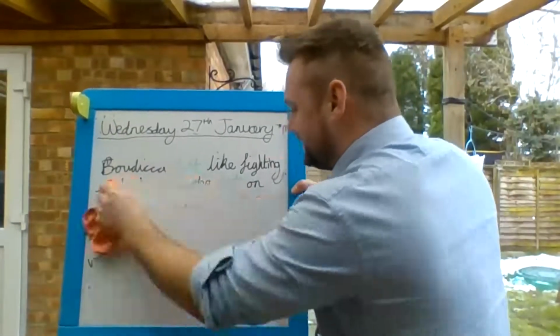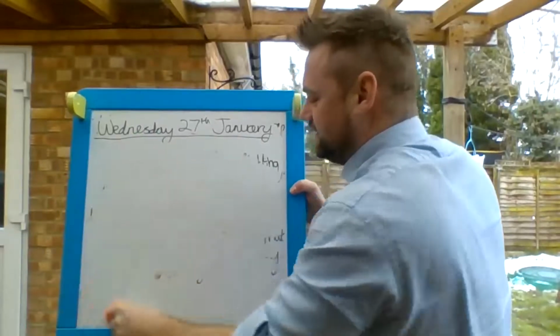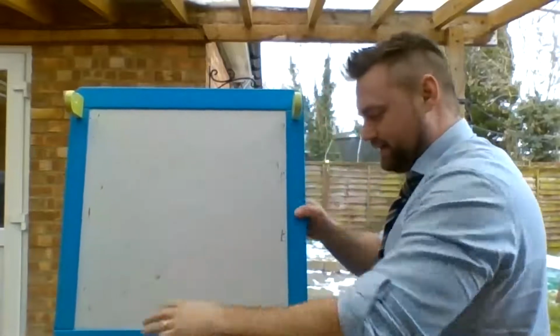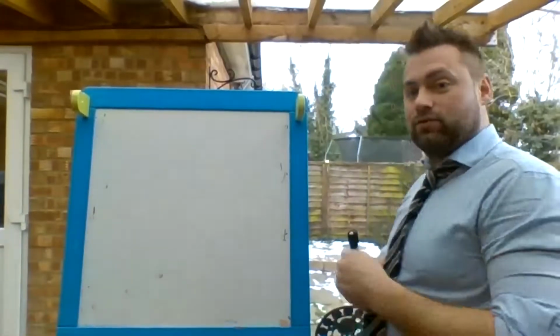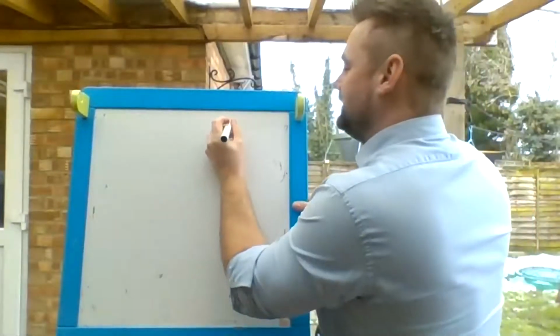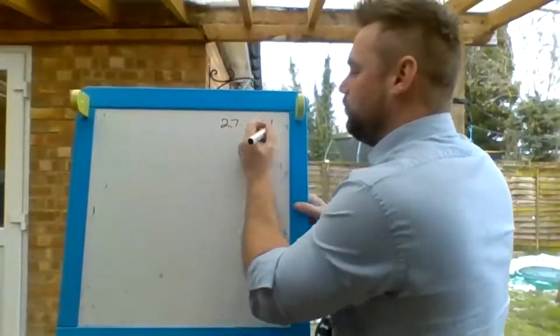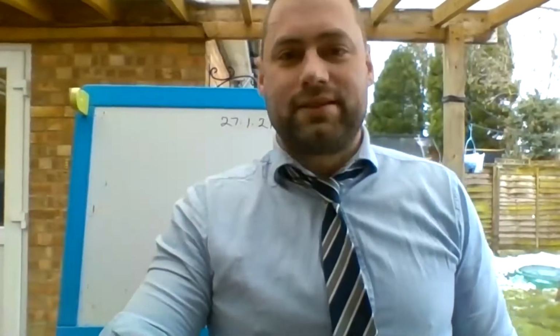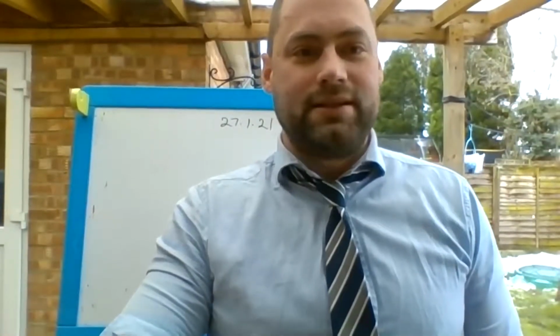Today is the 27th of January 2021, and we're going to start off with our maths lesson today. Now, the date, as always, we write in number form, so it's 27, 1, and 21. And as always, with our maths lessons, we always start with our arithmetic.